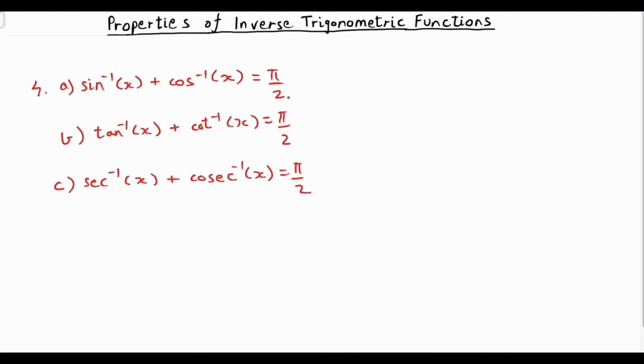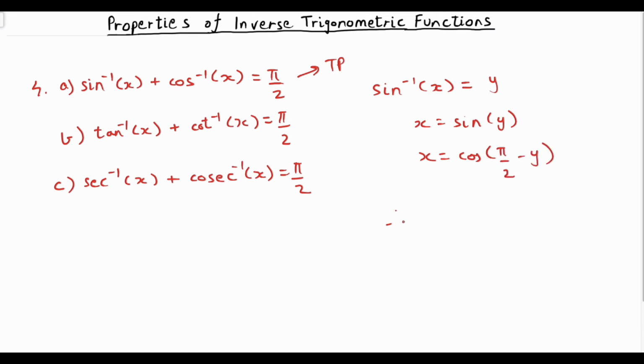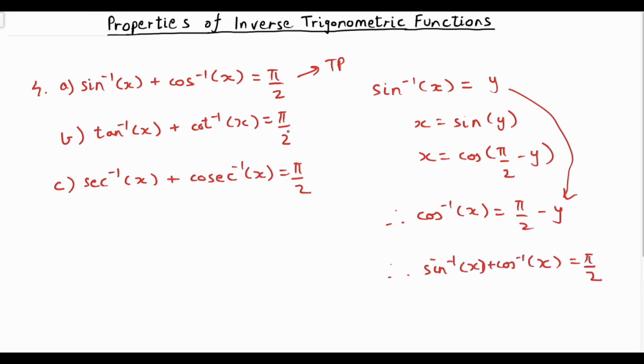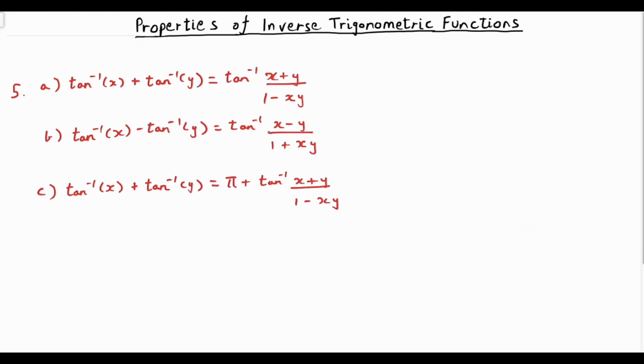These are the next set of formulas. To prove the first one, assume that sine inverse x is equal to y. Then x is equal to sine y. Now sine y can be written as cos of pi by 2 minus y. So therefore, cos inverse x is equal to pi by 2 minus y, where y was sine inverse x. Therefore, sine inverse x plus cos inverse x equals pi by 2. You can prove the other two formulas using the same method. Since tan of pi by 2 minus x is equal to cot x and sec of pi by 2 minus x is cosec x. These are the next set of formulas.